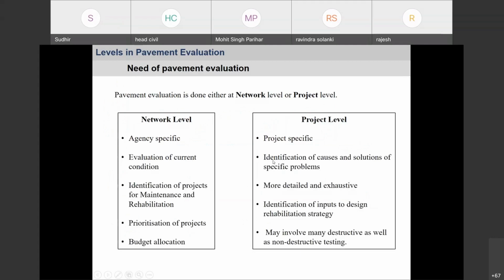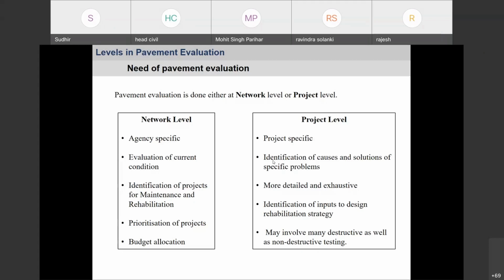So with this background, now we need to understand that pavement evaluation can be conducted at different levels. Usually we talk about two levels of pavement evaluation: pavement evaluation at network level and pavement evaluation at project level. So what do we understand when we say that I want to do pavement evaluation at a network level?